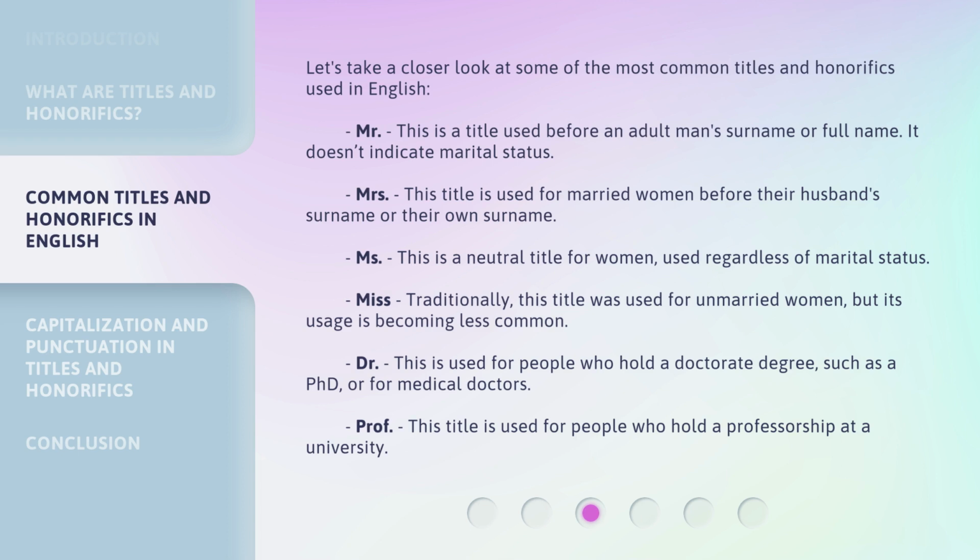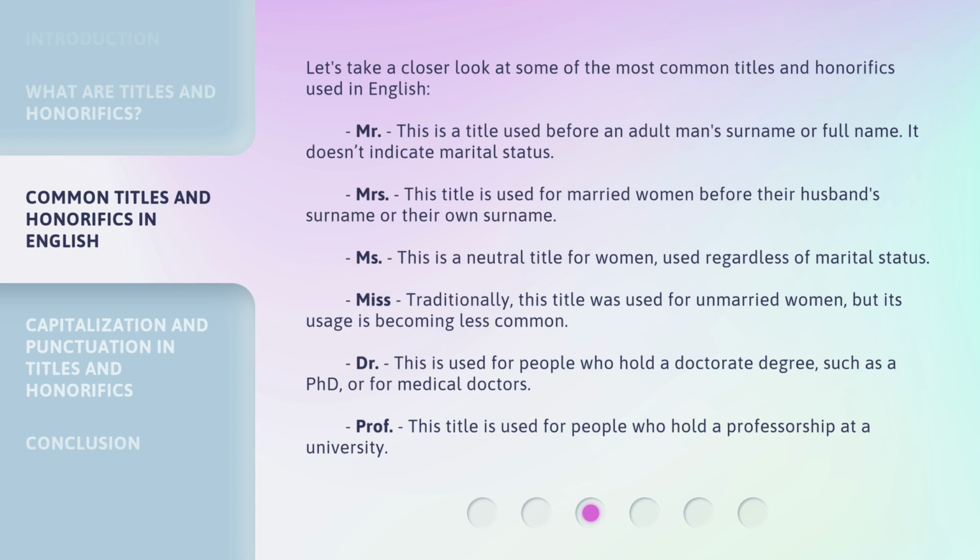Mr. This is a title used before an adult man's surname or full name. It doesn't indicate marital status. Mrs. This title is used for married women before their husband's surname or their own surname. Ms. This is a neutral title for women, used regardless of marital status. Miss. Traditionally, this title was used for unmarried women, but its usage is becoming less common.